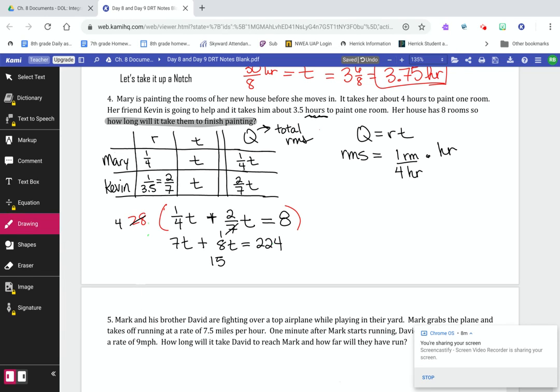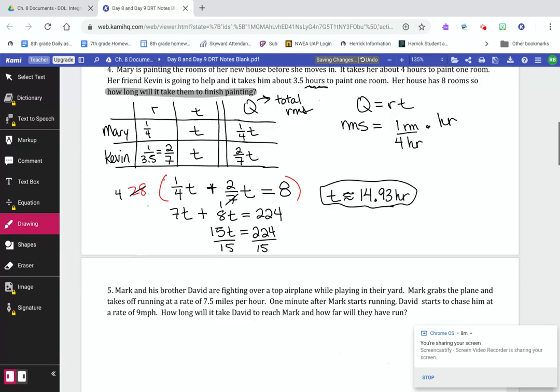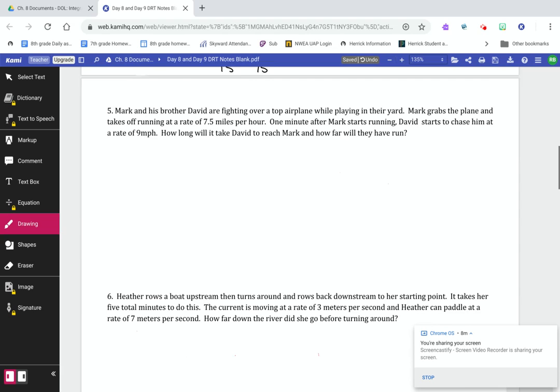So combine your like terms. 15t equals 224. Divide by the 15. And it's going to take approximately, if you put in your calculator, 14 and 93/100ths of an hour. So almost 15 hours to paint the entire house. All right, next problem.